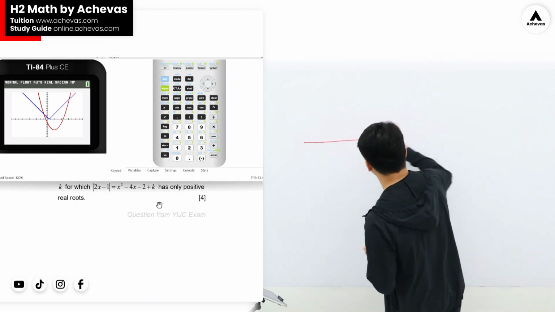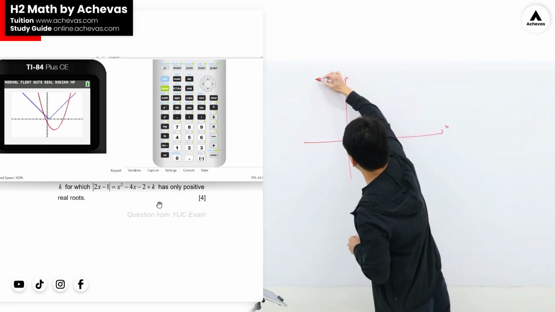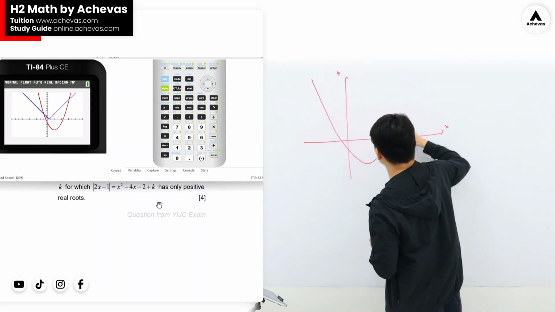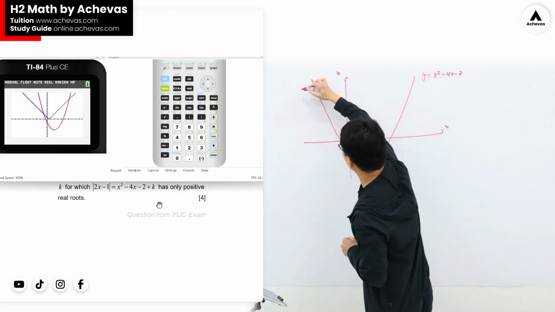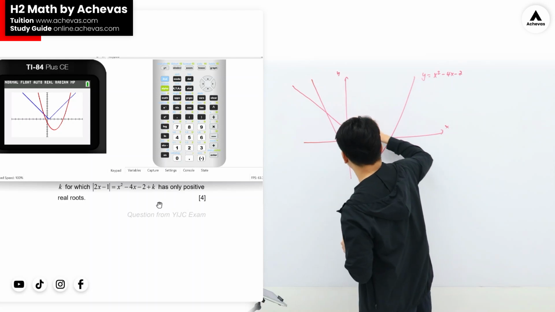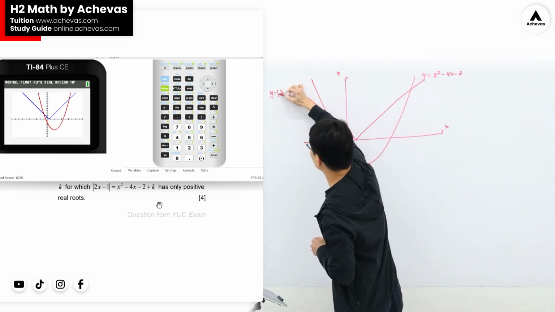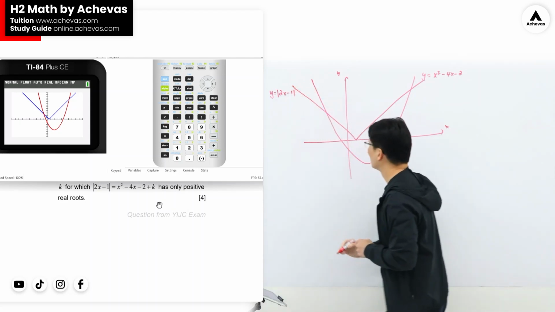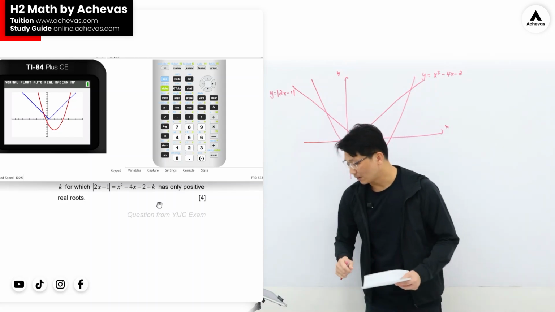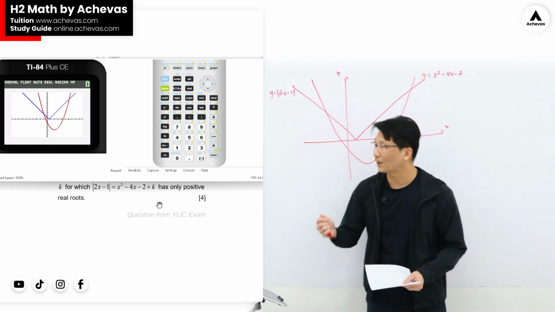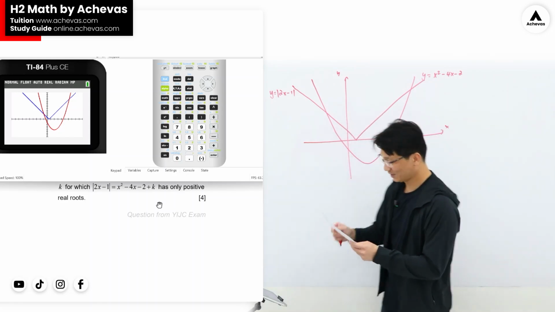I'm going to sketch it now. Let me just sketch the quadratic graph first. This is y equal to x squared minus 4x minus 2. And we have the modulus graph. So this modulus graph is y equal to modulus 2x minus 1. As for some of the critical points, I'm just going to label them. For using the calculator to find out these points, I'll just leave it to you for your own practice, how to press the calculator.